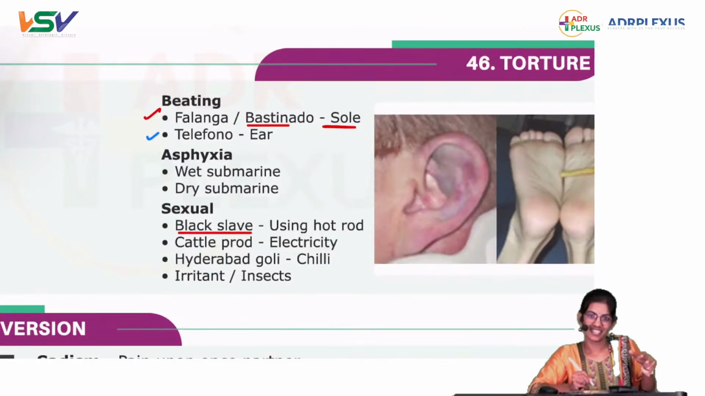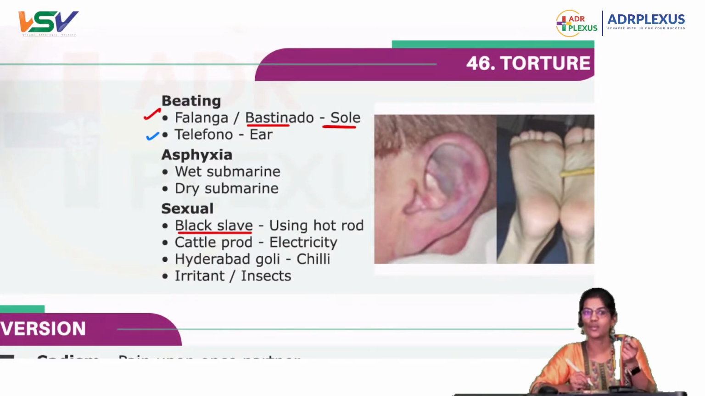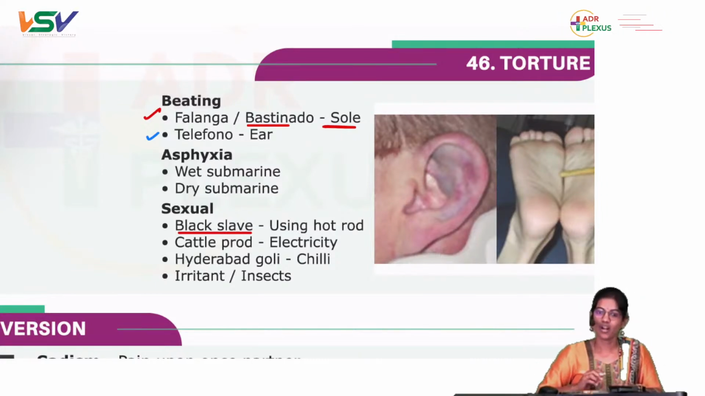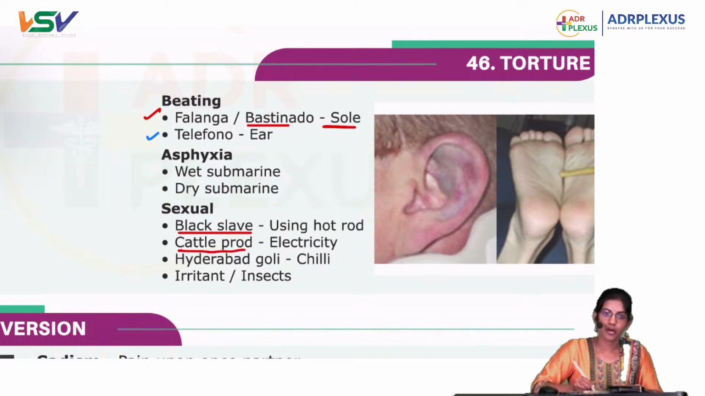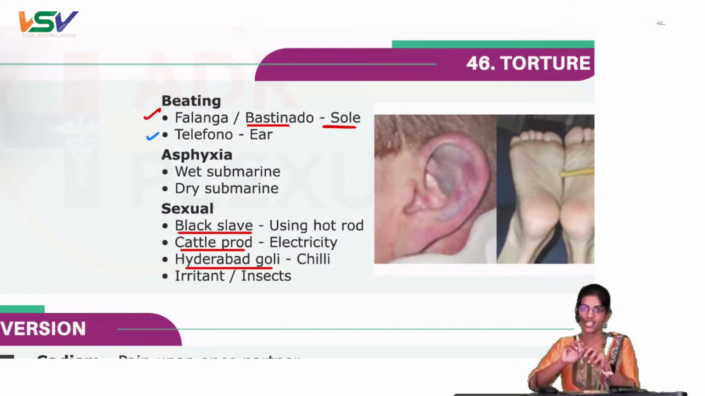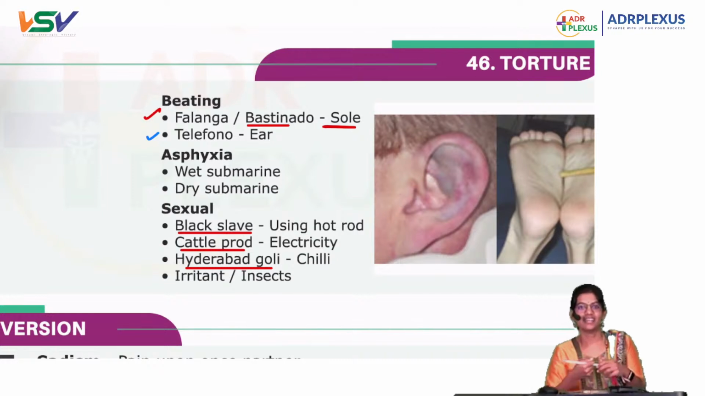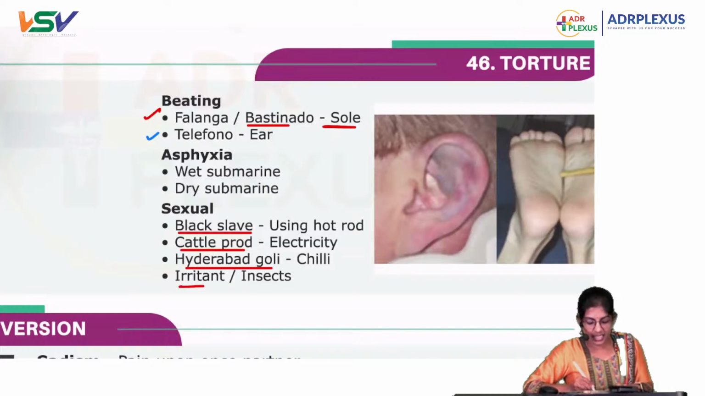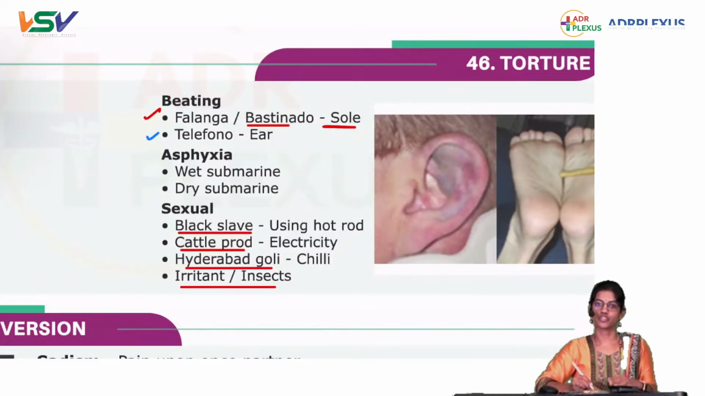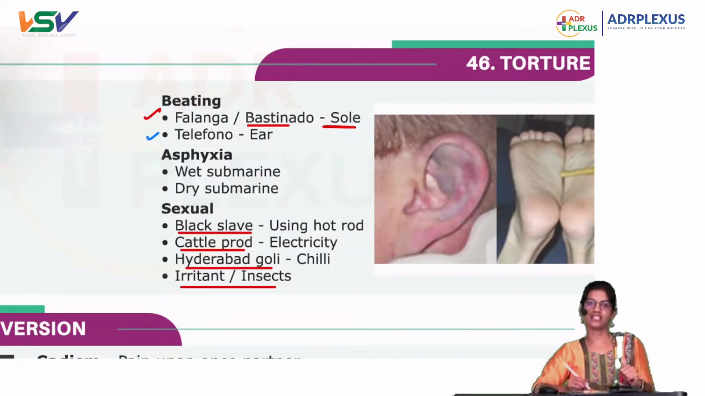To keep the cattle in a straight line, or dogs and all, they use a prod which has an electric current at its tip. That is called as the cattle prod. This cattle prod can also be inserted into the vaginal canal. Hyderabad goli, where at the tip of a rod chili is smeared and then entered into the vaginal or anal canal. That's Hyderabad goli. And last, irritants or insects can be used. So these are other sexual forms of torture. Based on the names, match the following they have asked.